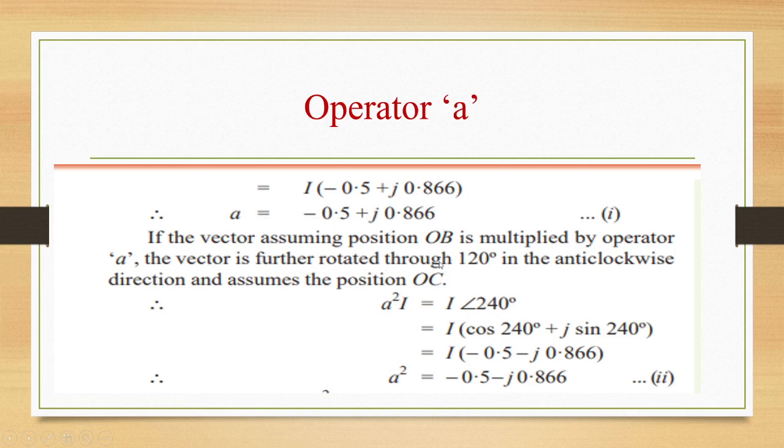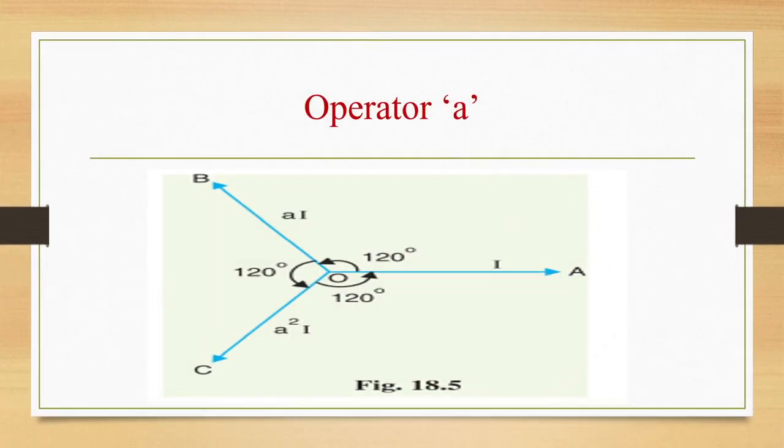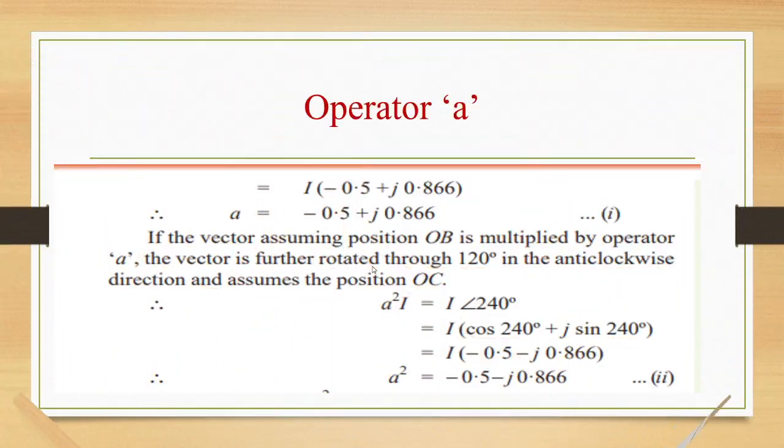If the vector assuming position OB is multiplied by operator A, the vector is further rotated through 120 degrees in the anticlockwise direction and it will assume the position OC. So if the vector OB is multiplied by A again, it becomes A square I, which is represented by OC and displaced from OB by an angle of 120 degrees. So it will become A square I equal to I angle 240.